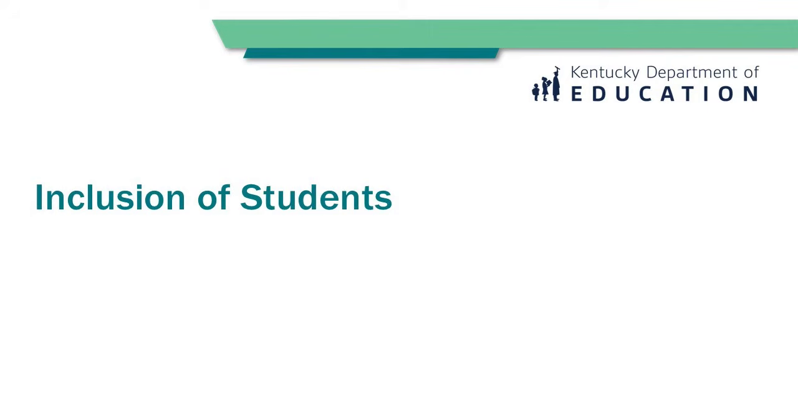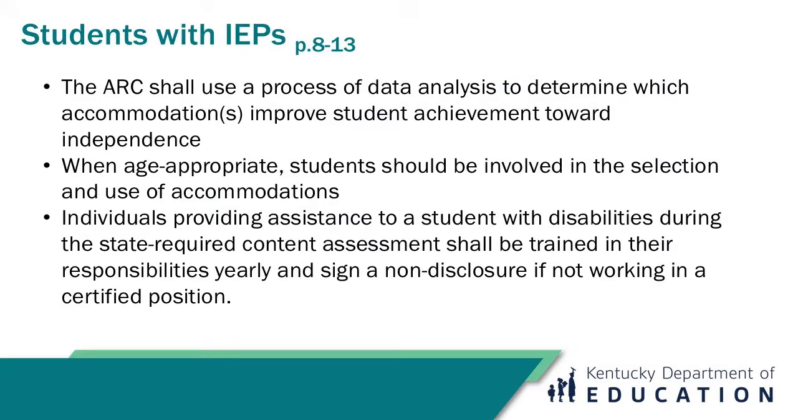Let's take a look at the inclusion of students. Some students receive accommodations dictated by an IEP. This information can be found on pages 8 through 13 of the regulation document. One of the focal points in this section is the importance of intentionally selecting accommodations based on evaluation information, observations, and progress monitoring data. When age appropriate, students should be involved in the selection and use of accommodations.